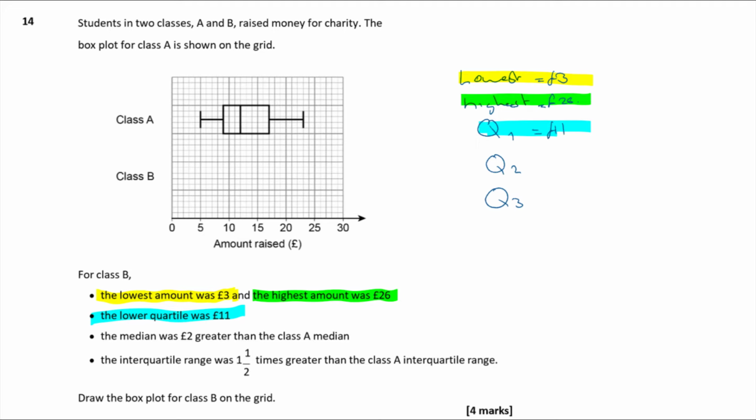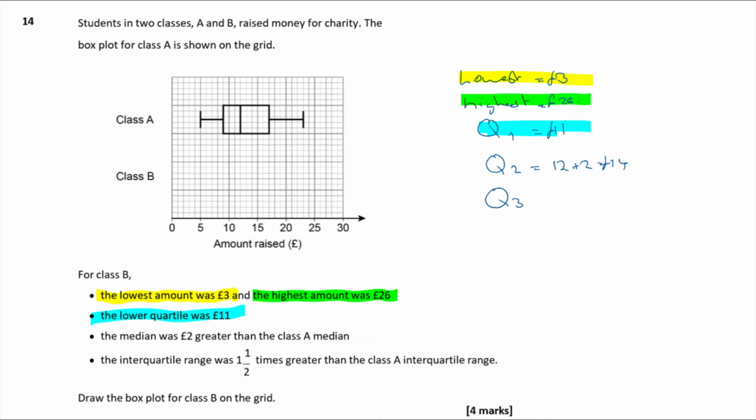Now, the median, I'm not given straight out, but I've been told that the median is £2 greater than the Class A median. So where's the Class A median? If you have a look on the diagram here, if you read down from the median line, that's the middle line in your box plot, you can see that that's at 12. So Q2, the median, is going to be 12 plus 2. It's going to be £14, isn't it?